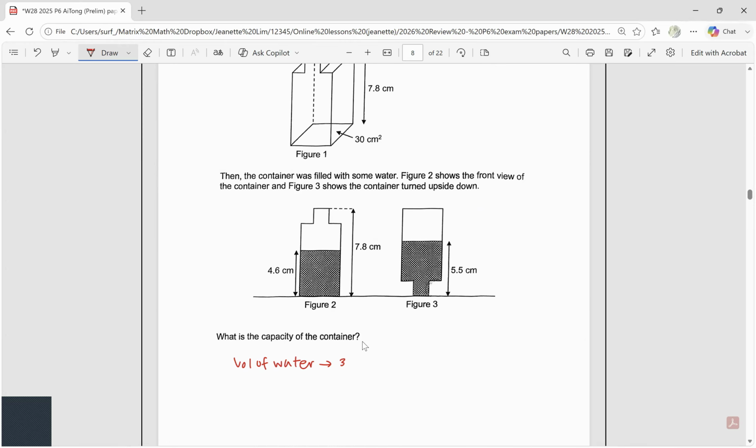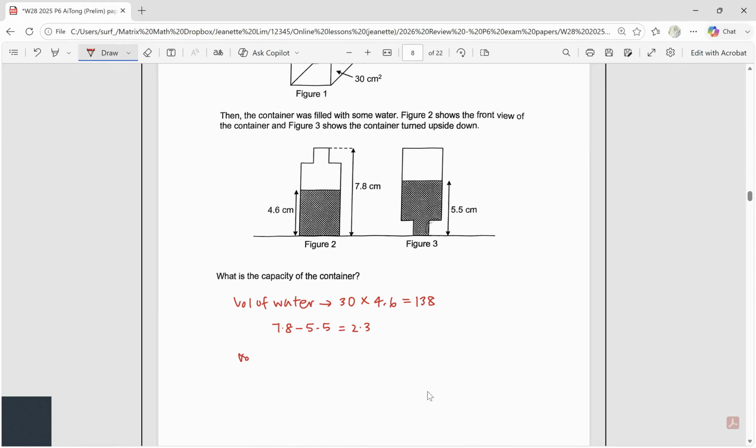You take base area, which is 30, then times the height. Which is 138. Okay, then next, you want to find the volume of the air, right? The whole thing is 7.8 cm. When it's inverted, the water comes to a height of 5.5. So the air would have a height of 7.8 minus 5.5. Okay, which is 2.3.